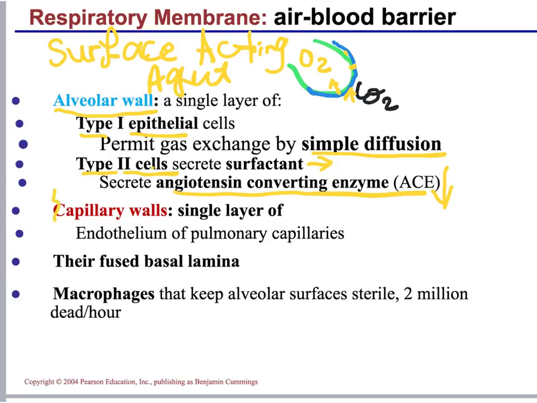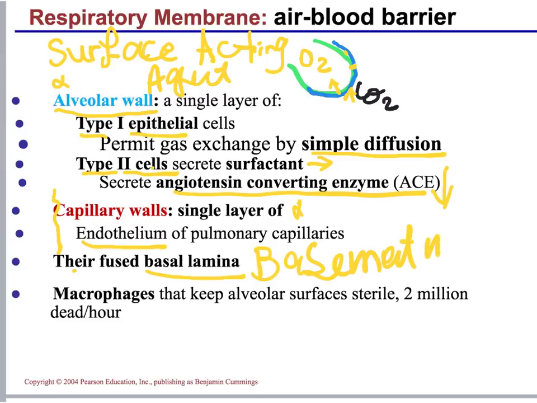Now, on the other end of it, we have the capillary, right? The capillary is made of a single layer of epithelial cells, and that's the endothelium, right? And this is epithelial tissue. This one is also epithelial tissue. So both of them have basal lamina. Also, you've probably heard me say basement membrane, right? So the combination of the alveolar wall and its basement membrane, and the capillary wall and its basement membrane together forms what we call the respiratory membrane. This is where the gases have to go across.